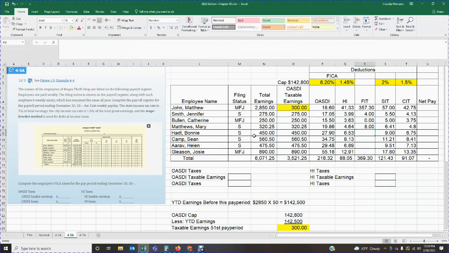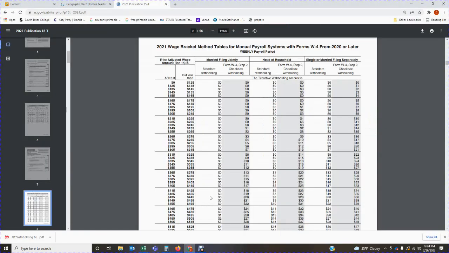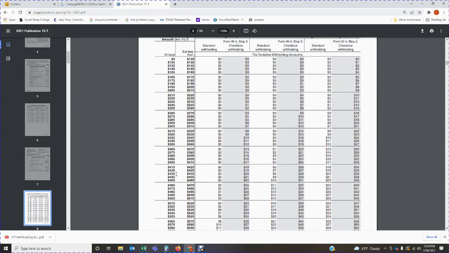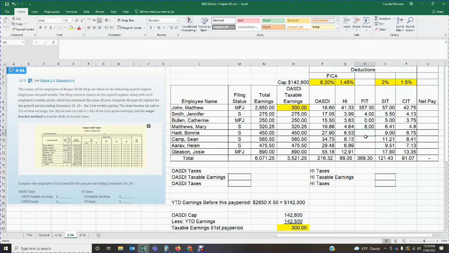Then we have Bonnie. Bonnie makes $450. So let's go look at $450. And Bonnie is single as well. So $450 for Bonnie. That is the second to the last tier right here. Single. We're going to run our numbers across, and that's going to give me $21 for Bonnie.